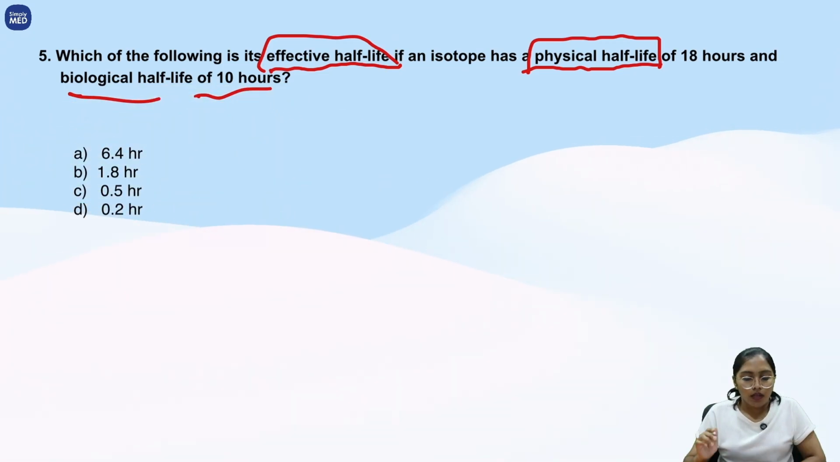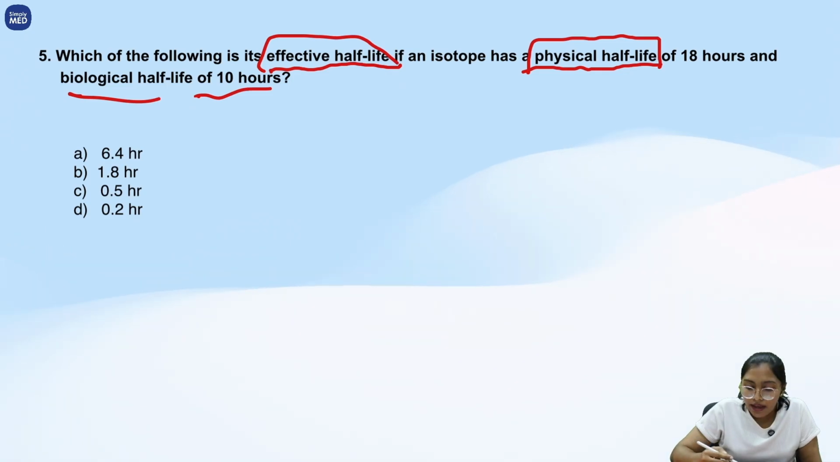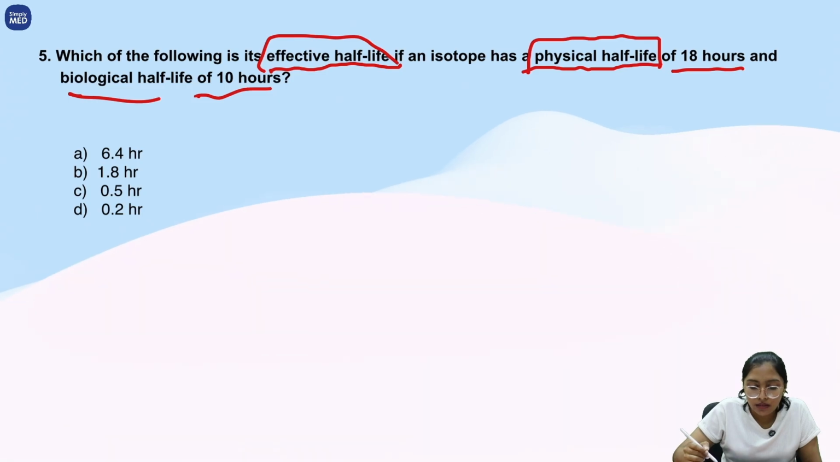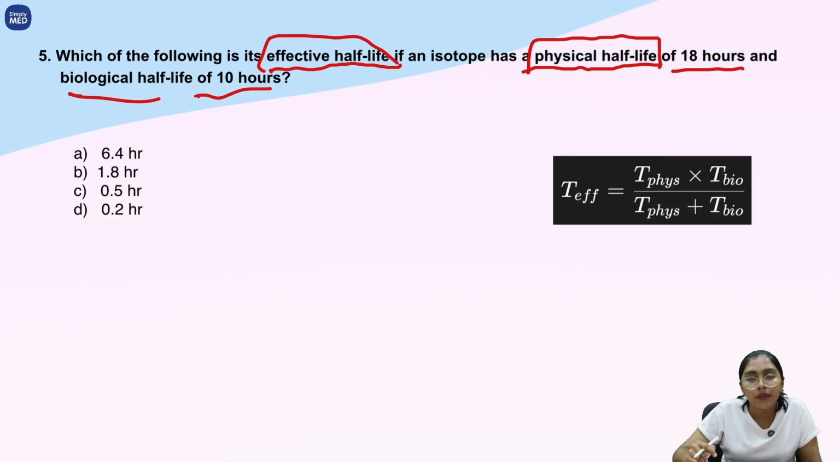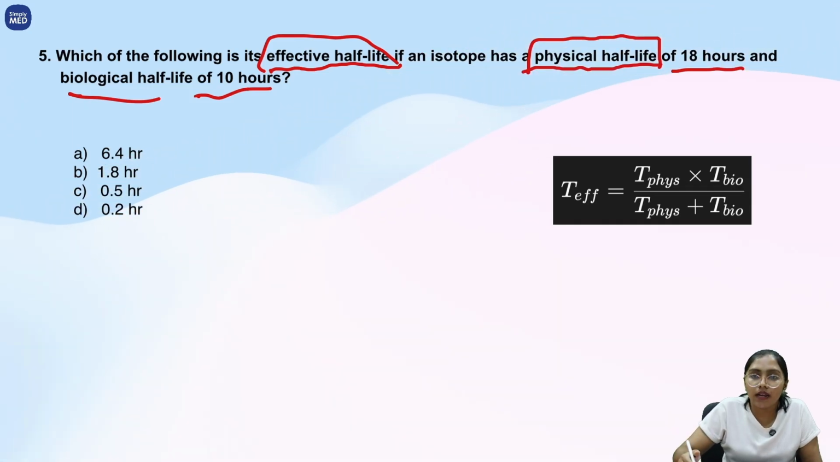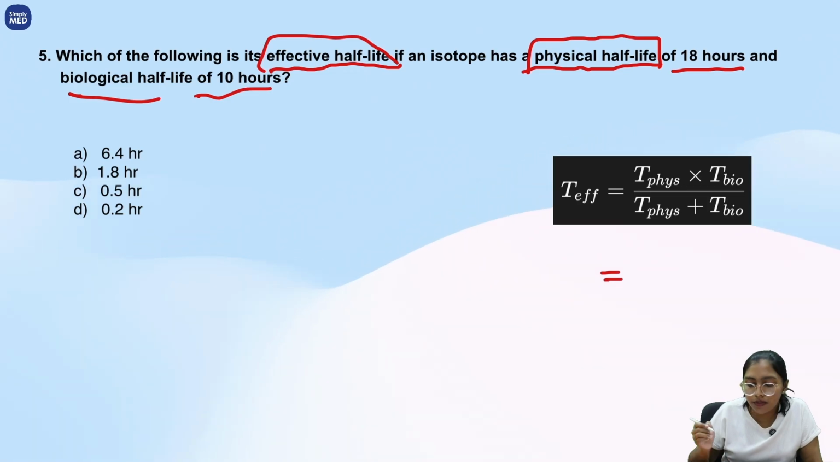Okay, so now let's see how we can solve this question. We have been given the physical half-life as 18 hours and biological half-life as 10 hours. Now we have to find out the effective half-life. To find it, we have an equation: effective half-life is equal to biological half-life into physical half-life divided by biological half-life plus physical half-life. Okay, so it's given here. Now let's substitute the values.